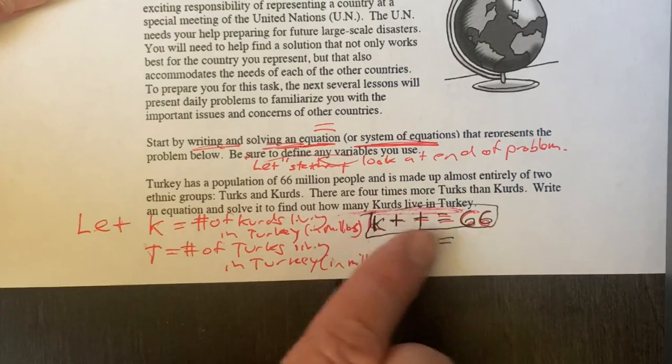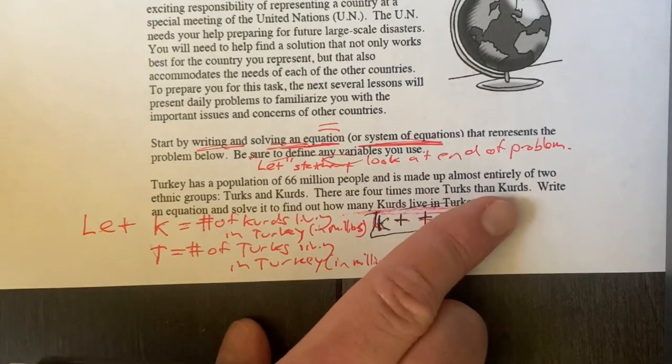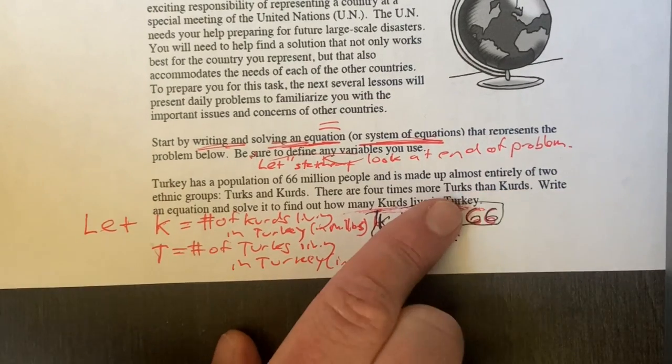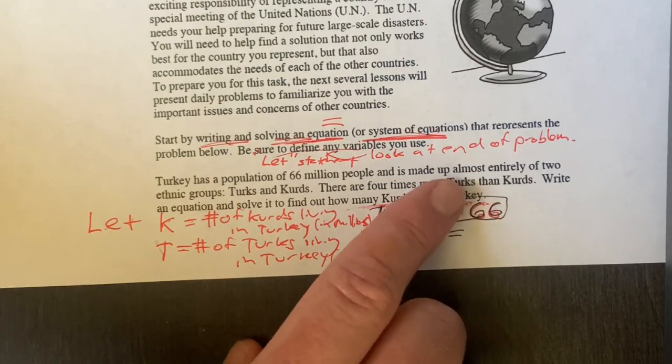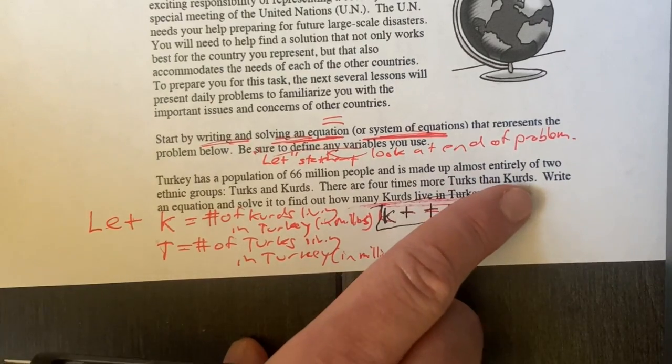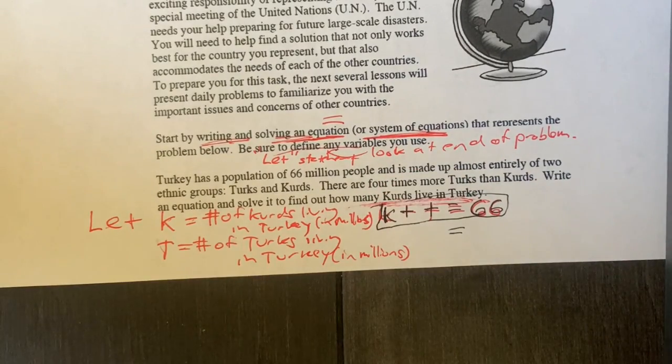Let's test some values in your head. What if there were just 2 Kurds living in Turkey? How many Turks would there be? There are 4 times as many Turks as Kurds, so there would be 8 Turks. So we'd have to take the 2, and what would we have to do to it? Multiply it by 4 to get to 8 Turks.